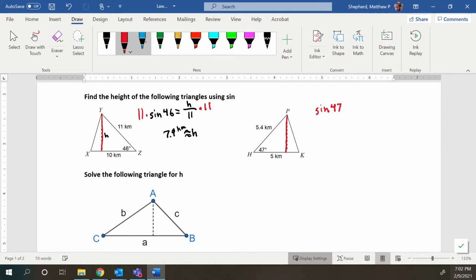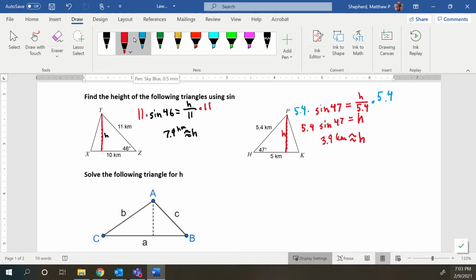Sine of 47 is going to be equal to the opposite, which is going to be the height, over the hypotenuse. Hypotenuse of this triangle will be that 5.4. Okay, to get h alone, I just need to multiply both sides by 5.4. And then we have 5.4 sine of 47 is equal to the height, which is going to be approximately 3.9 kilometers.